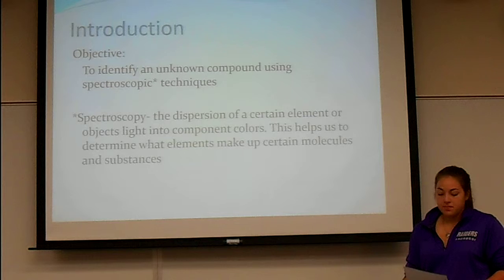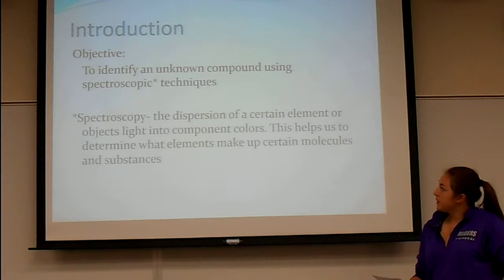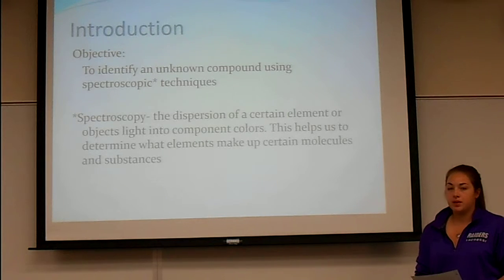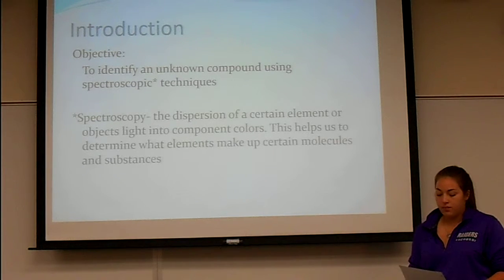The introduction. Spectroscopy. We use spectroscopic techniques to identify an unknown compound. What is spectroscopy? Spectroscopy is the dispersion of elements or objects' light into component colors. This helps us to determine the chemical makeup of substances and what molecules are within them.